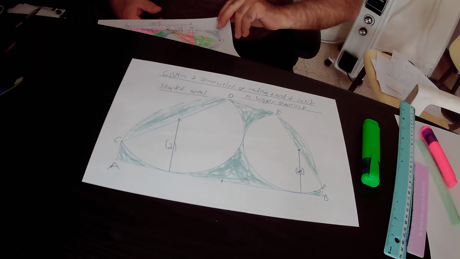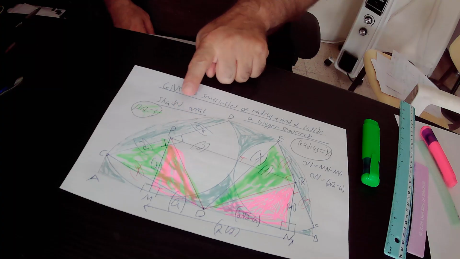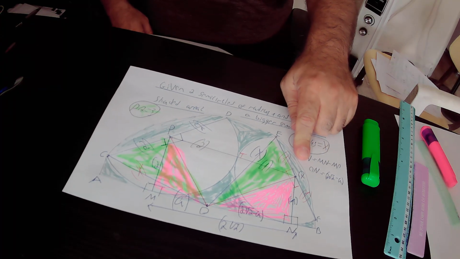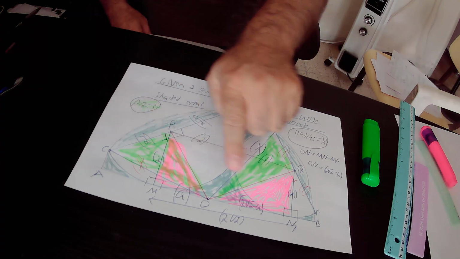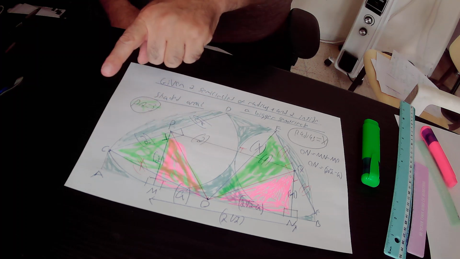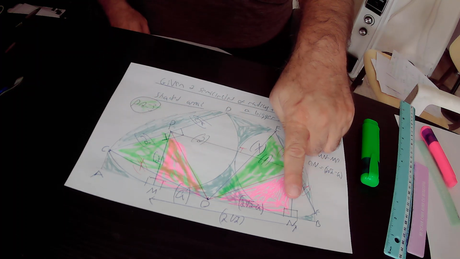So first of all, we define the center of this semicircle. This point is point P. Likewise, we define the center of this small semicircle. This point is point Q. We define the point of tangency of AB with this semicircle. This point is point M. Likewise, we define the point of tangency of AB with this small semicircle. This point is point N.